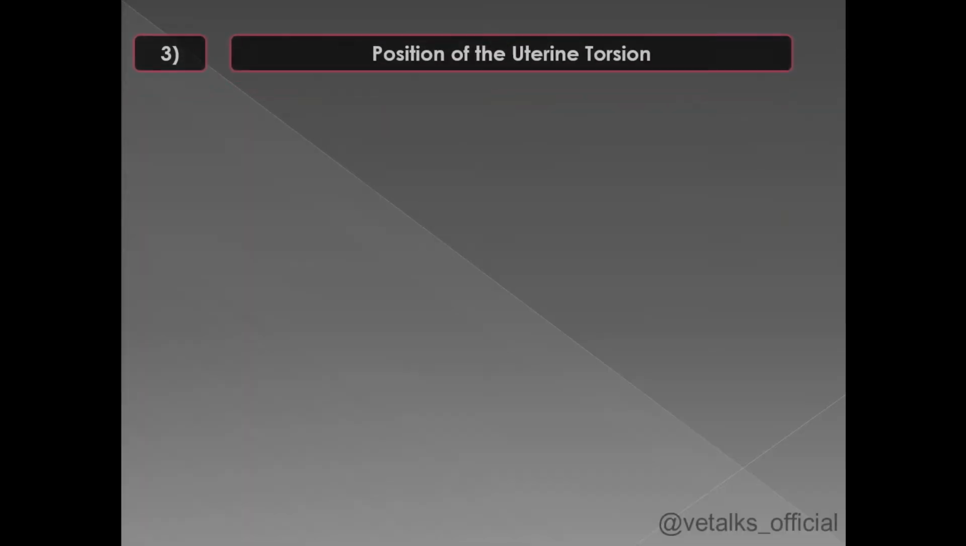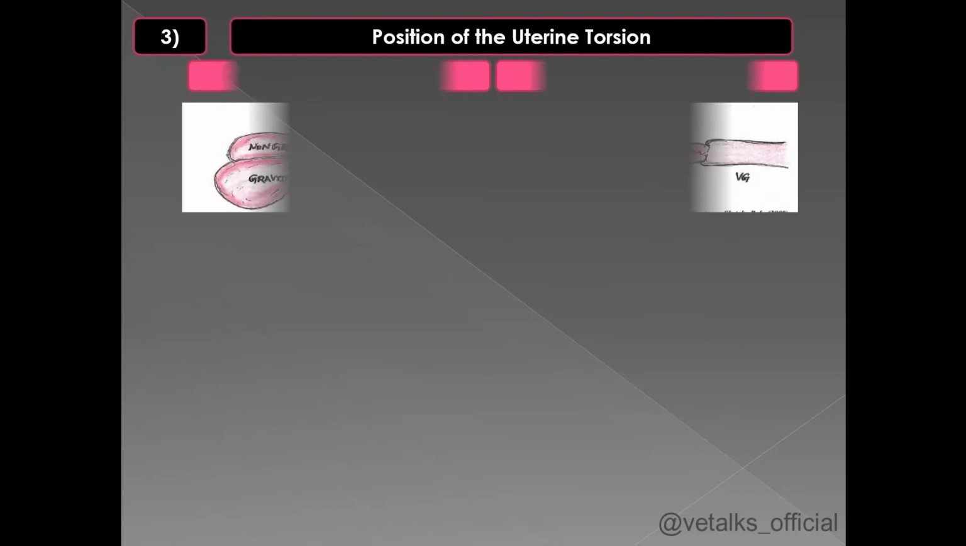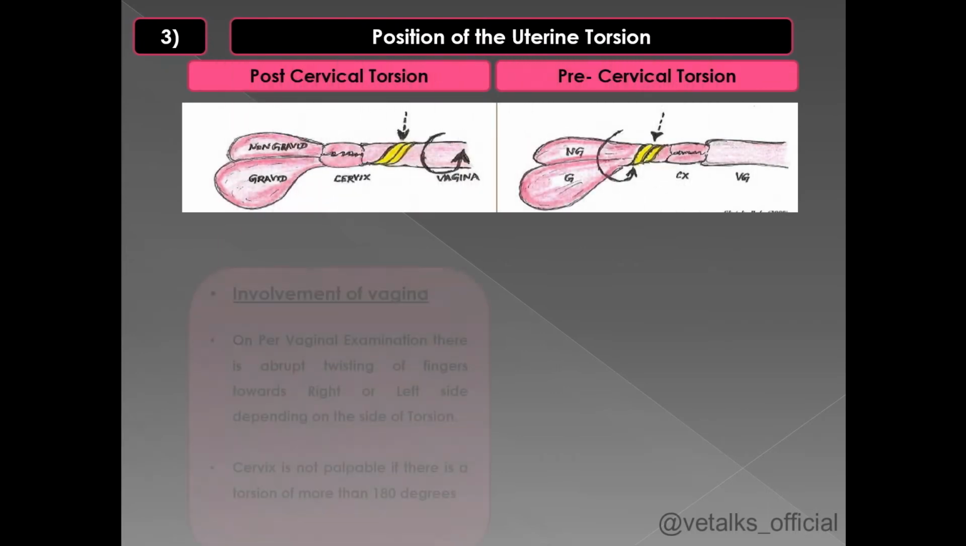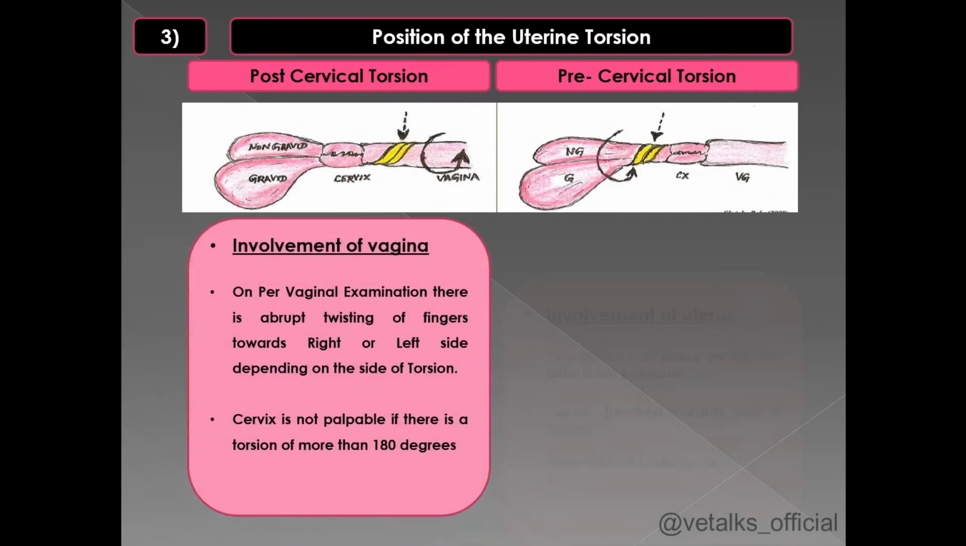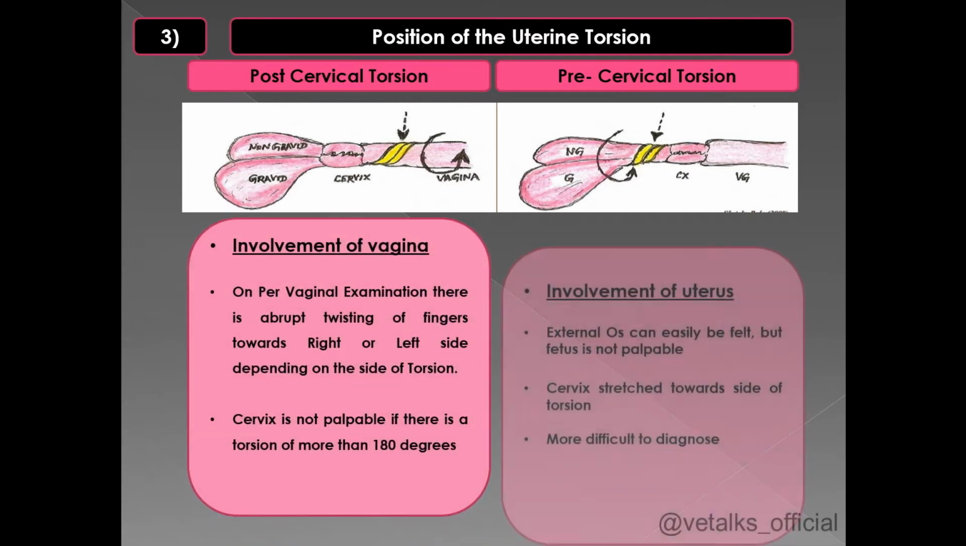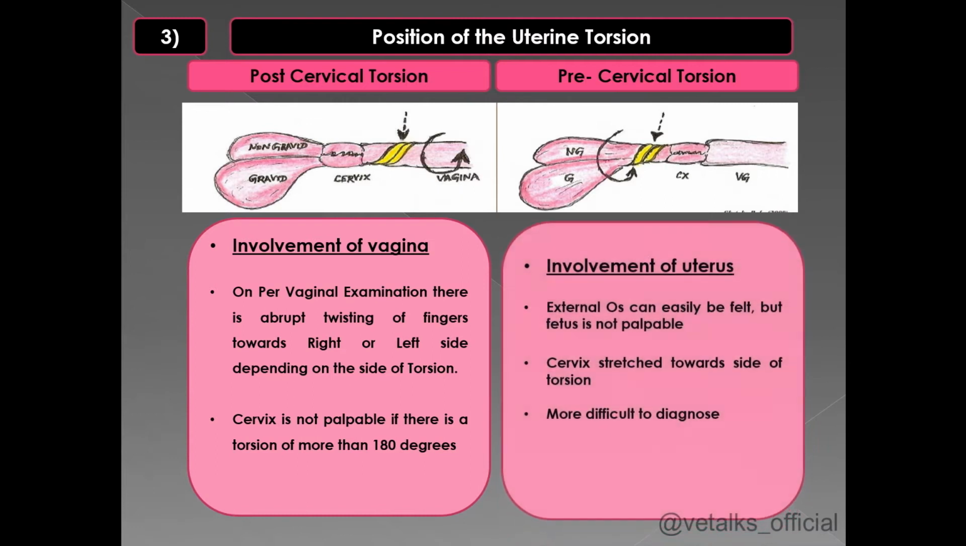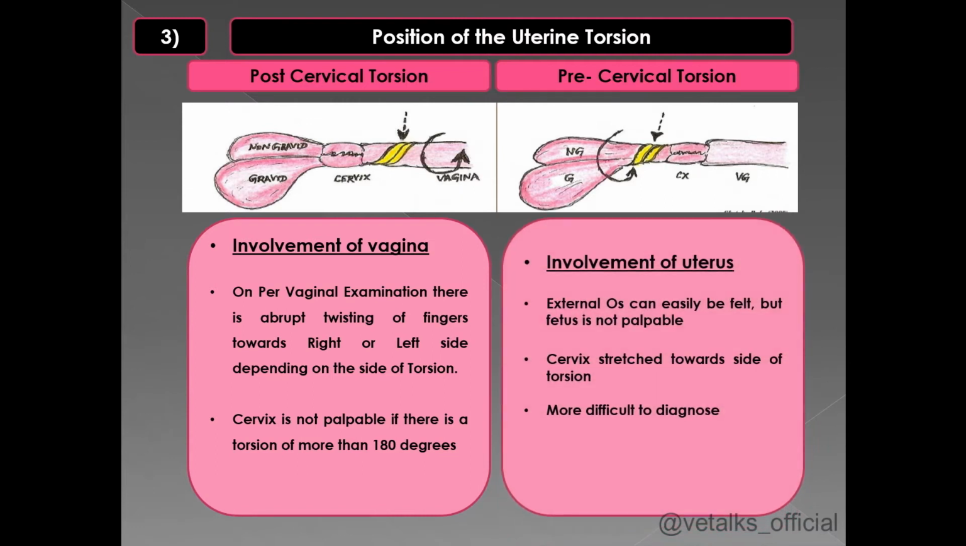Now, next is the position of uterine torsion. It can be post-cervical torsion or pre-cervical torsion depending upon the site of the twisting. If the twisting is towards the vaginal side, it is post-cervical torsion, whereas if it is towards the uterine body side, it is pre-cervical torsion. Hence, in post-cervical torsion, there is involvement of the vagina, whereas in pre-cervical torsion, there is involvement of the uterus.